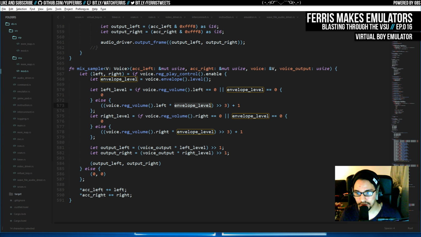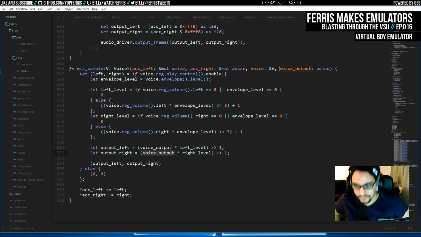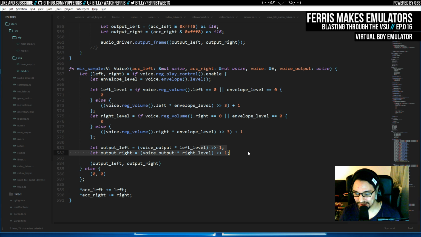After that, we'll get the actual voice output, and this is the actual sound data coming from the voice. So if this is from a waveform or from the noise generator, there's going to be 6 bits of that. So we take the 5-bit level by the 6-bit data, and we get an 11-bit value. Then we want the upper 10 bits, which is why I shift right by 1 here. And that's our output for the voice.